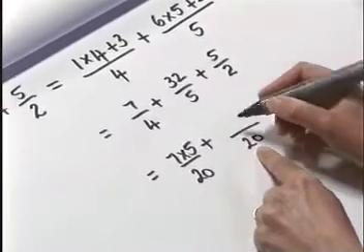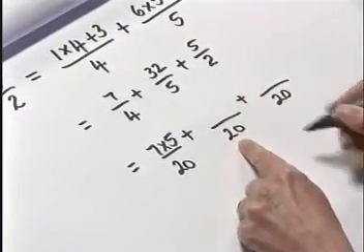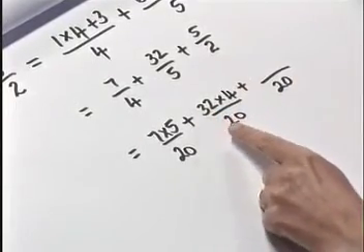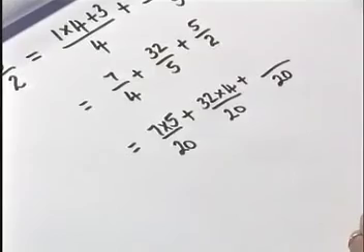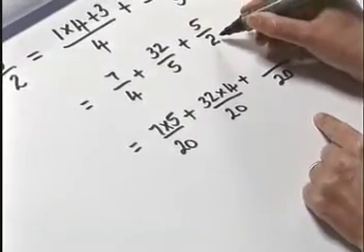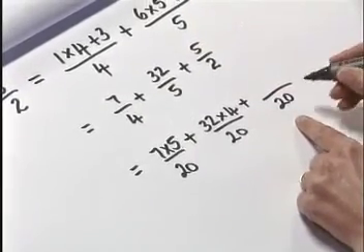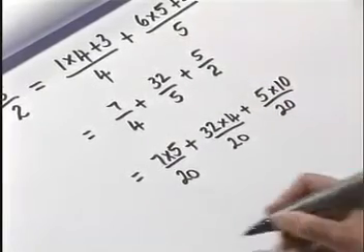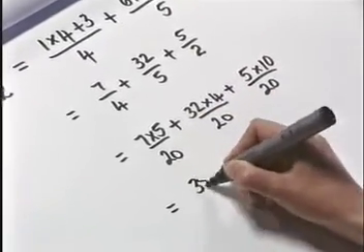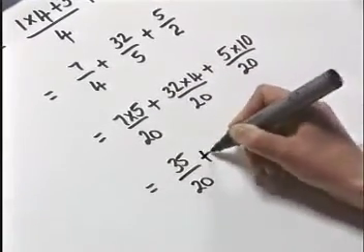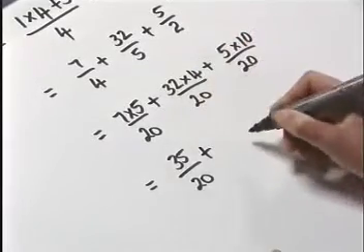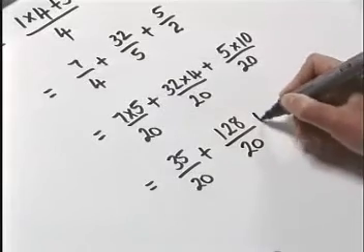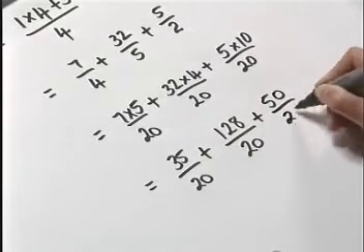What did I do to 5 to get 20? I multiplied by 4. So I must do 32 times 4. The numerator and the denominator must be multiplied by the same number. And finally, what did I do to the 2 to get the 20? I multiplied by 10. So I must multiply the numerator by 10. 7 5s gives us 35, plus 4 32s. 4 30s are 120. 2 4s are 8, so it's 128 20ths, plus 50 20ths.